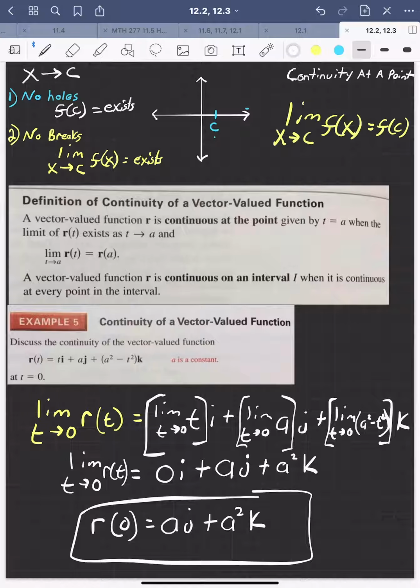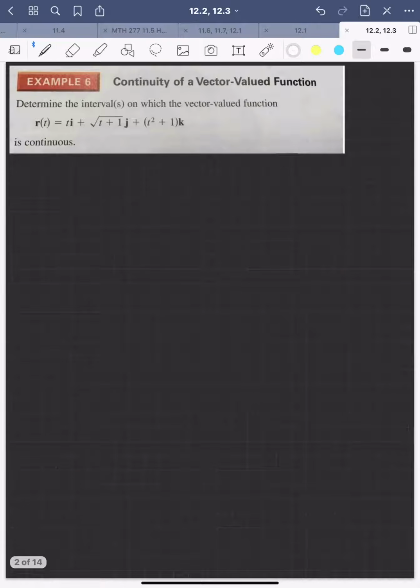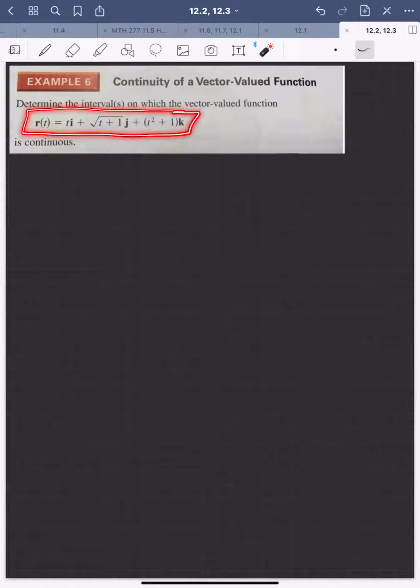All right, so let's do one more with limits, and then we'll move on to building a derivative. Okay. So next question, it says determine the interval or intervals on which the following vector valued function is continuous. So let's note the question. The question is, where is it continuous? So let's start by figuring out where it is not continuous.